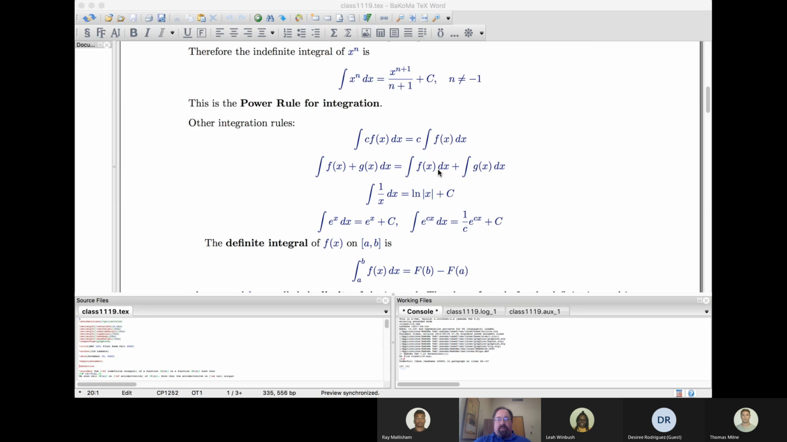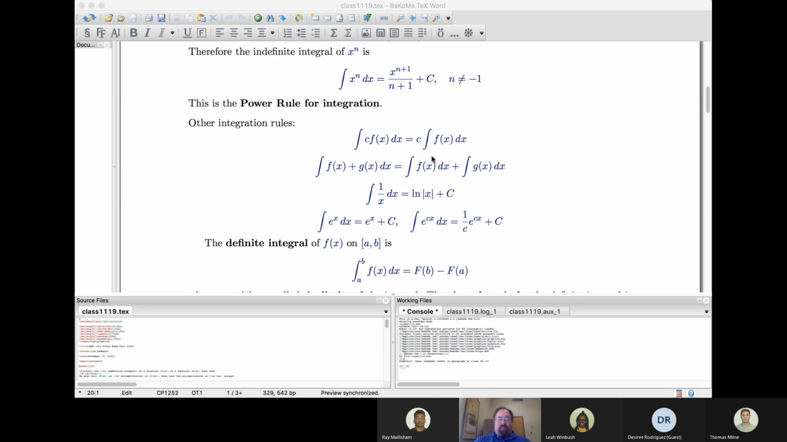Constant factors, you can pull them out. If you have an integral of a sum, you can break it up into a sum of integrals and evaluate these two individually and add the results together. If you have 1 over x, the integral of that is natural log of absolute value of x. You must remember the absolute value or Hawks will mark it wrong. And then e to the x, which is its own derivative, is also its own integral. But if you have e to a constant times x, you must remember to divide by the coefficient of x. And that's something that will definitely come up in some problems.